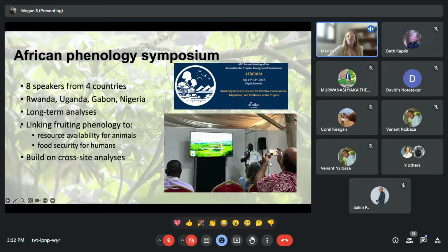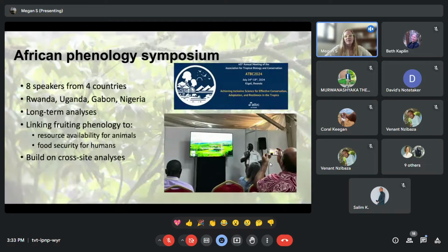Also, a lot of researchers were either conducting analyses linking fruiting phenology data to cascading impacts, or they were interested in doing these analyses. Those links came in the themes of two different areas: looking at resource availability for animals to inform wildlife management or protected area management strategies, and also food security for humans, which is related to more of a sustainable food systems theme.